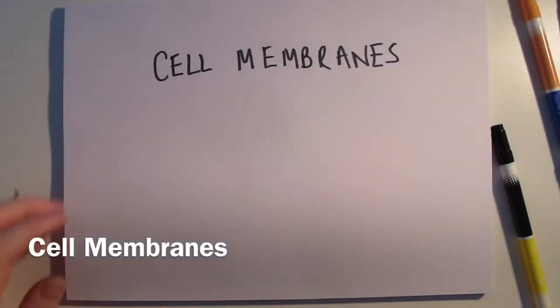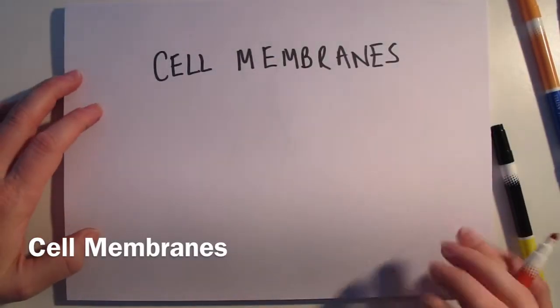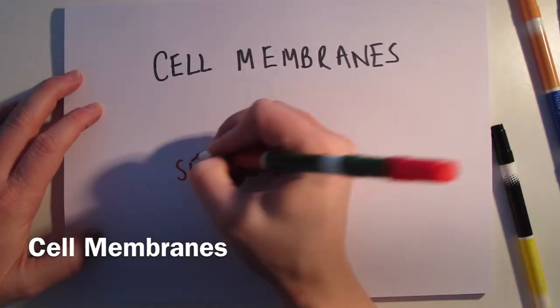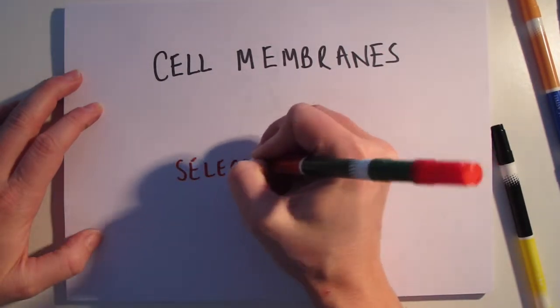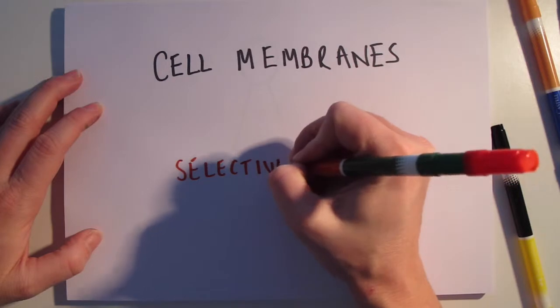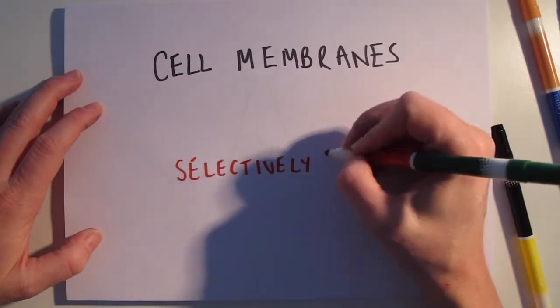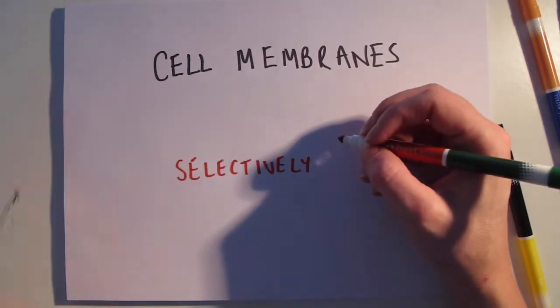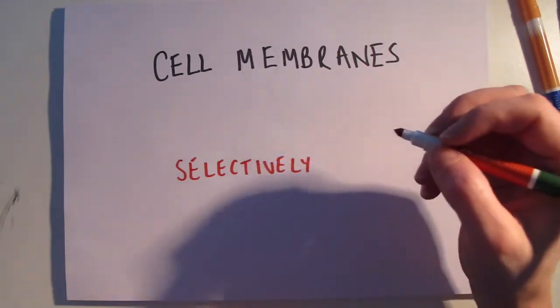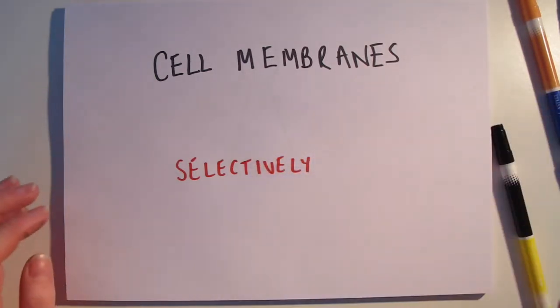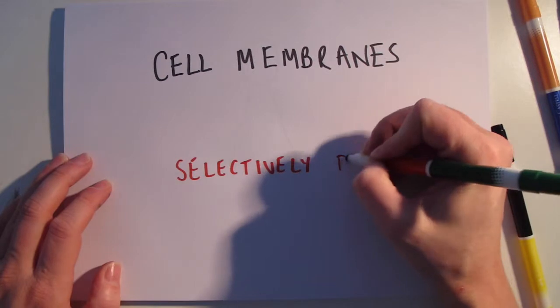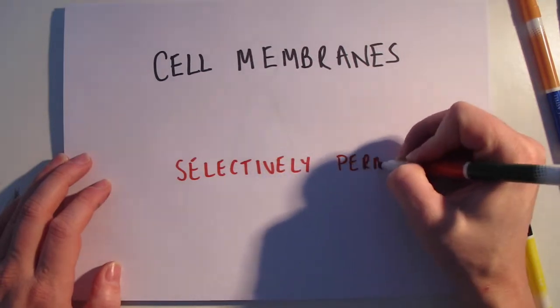Cell membranes. The function of the cell membrane is to provide a selectively permeable barrier that surrounds the cell. This enables the cell to control whatever enters it and exits it. It's important that you use the word selectively or partially permeable and not semi-permeable, incidentally.